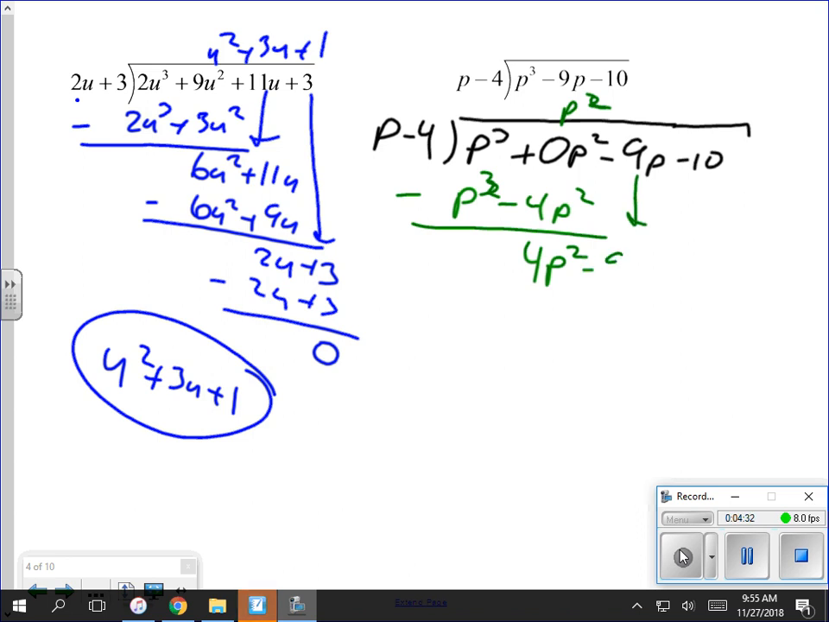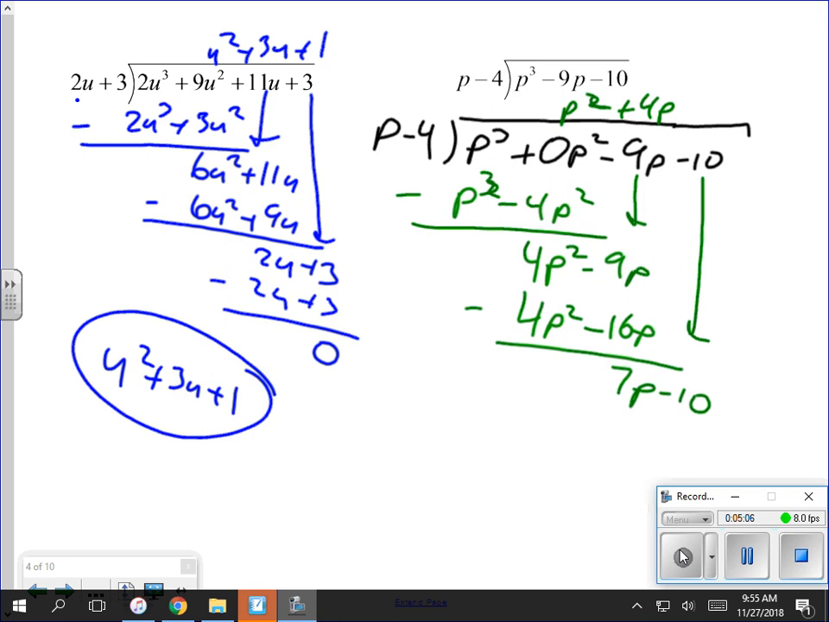Bring down the minus 9p. p goes into 4p squared 4p times. Multiply it out. 4p squared minus 16p. Subtract. 4p squared, they're gone. Negative 9p minus negative 16p gives me 7p. Bring down the minus 10.